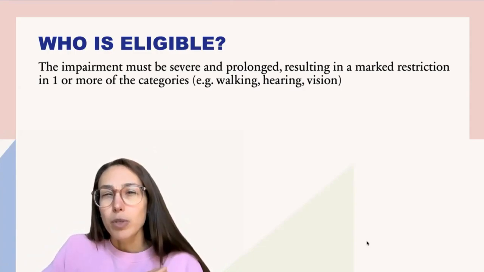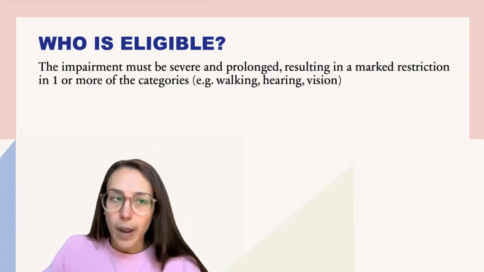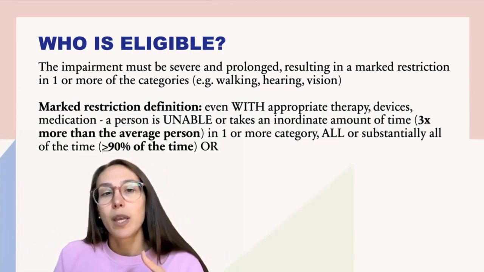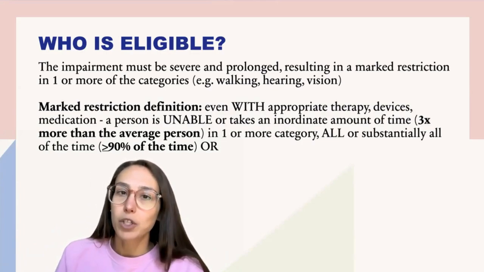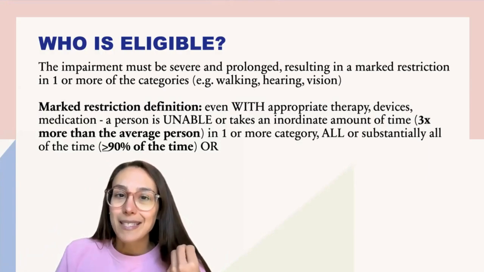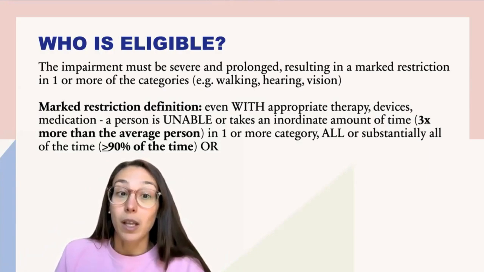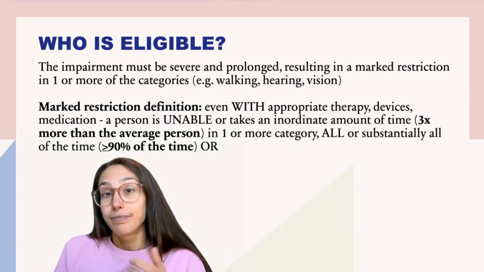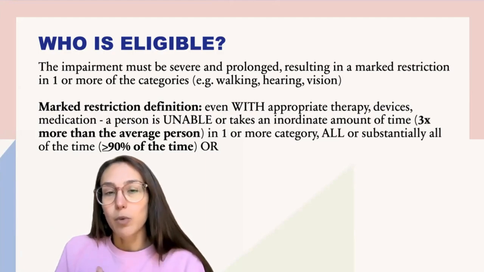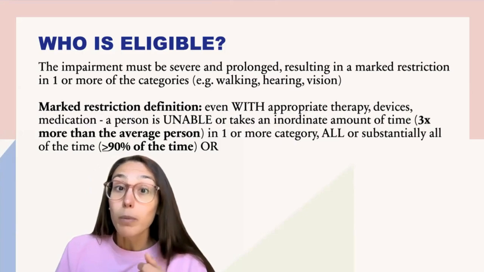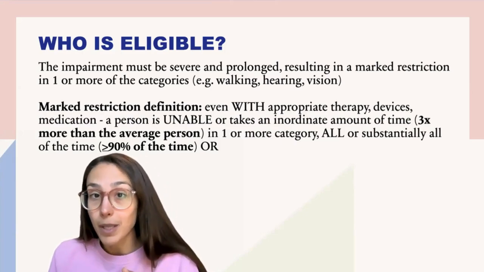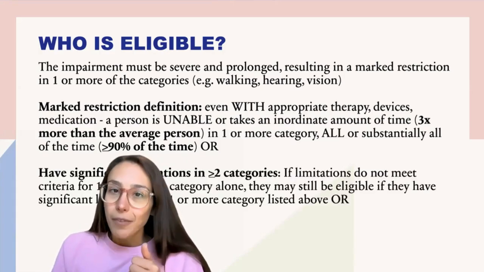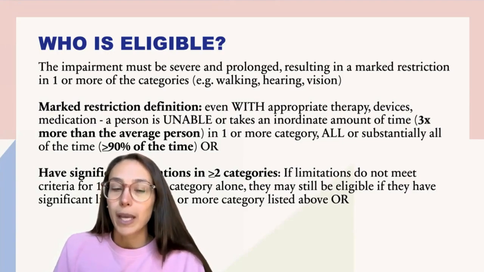So what does marked restriction mean in the eyes of the CRA? It's defined as, even if people are using appropriate therapy, devices, medication, etc., that person is still unable or takes a lot of time, defined as 3 or more times than the average person in one or more category, all or most of the time, defined as 90% or more of the time. Or they may also have significant limitations in 2 or more of those categories listed.